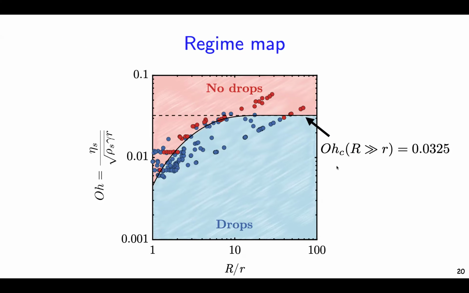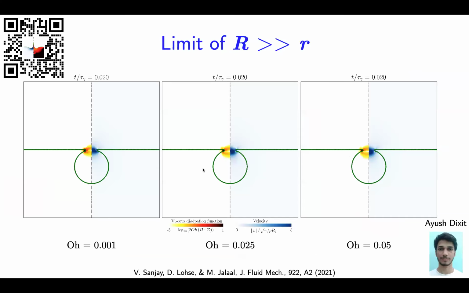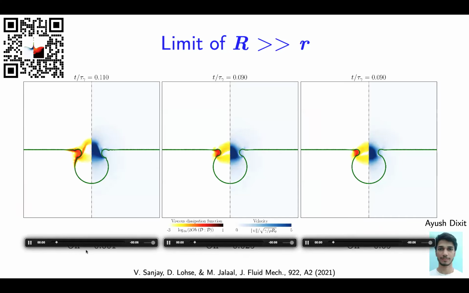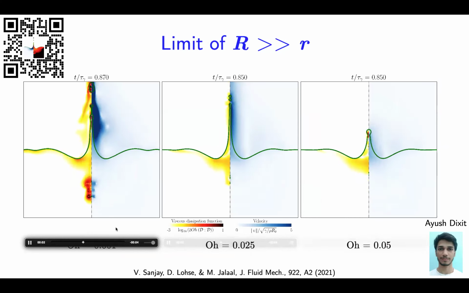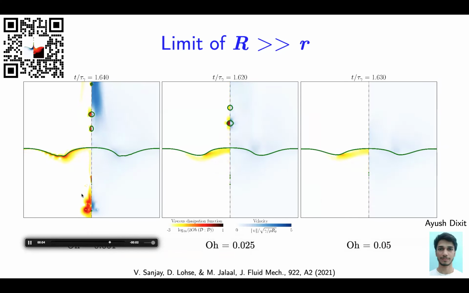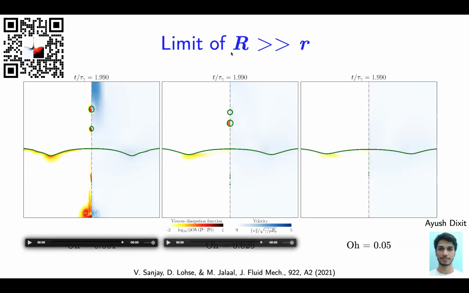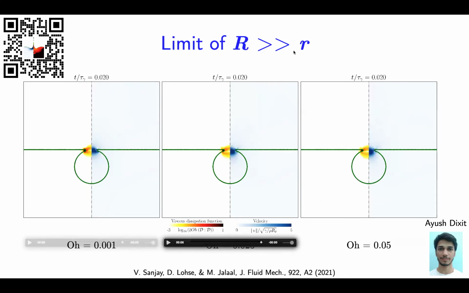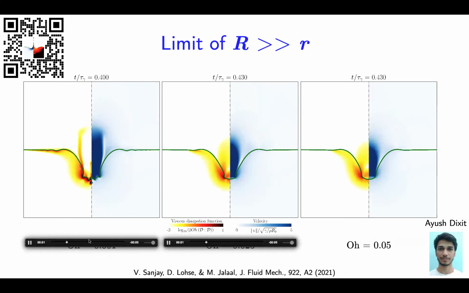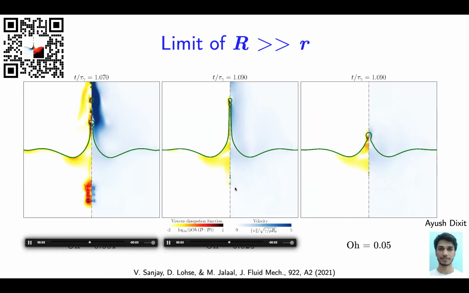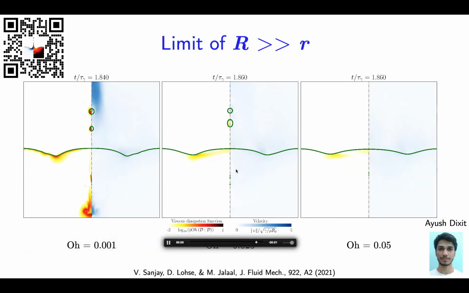And of course, as I mentioned, the critical Ohnesorge number in the limit of radius capital R much greater than small r goes to a constant value, which is 0.0325. And this is what several of our colleagues have also shown. And this is also what we see in the case of champagne bubbles. In the limit of capital R much larger than small r, we notice that the critical Ohnesorge number is around 0.0325.